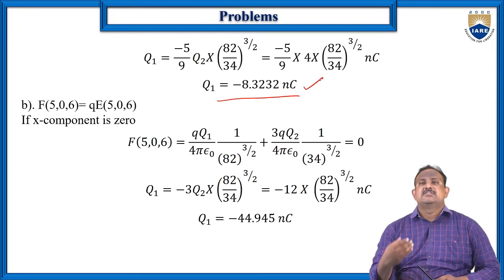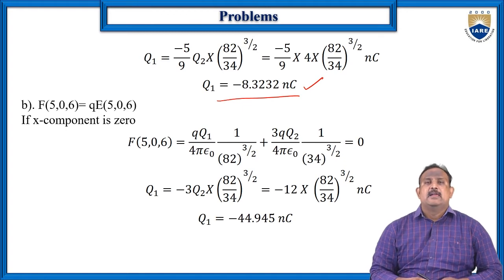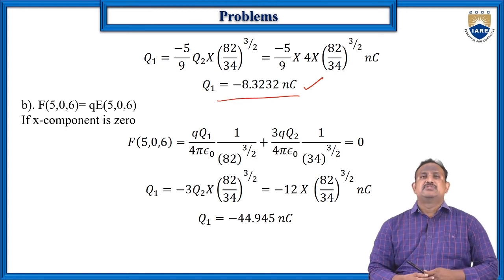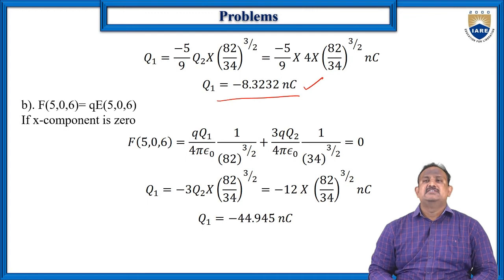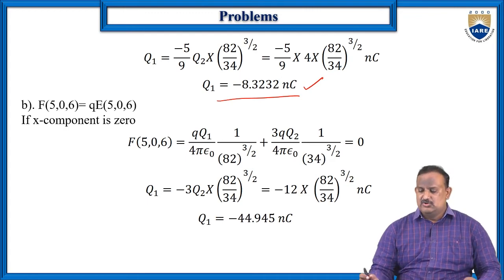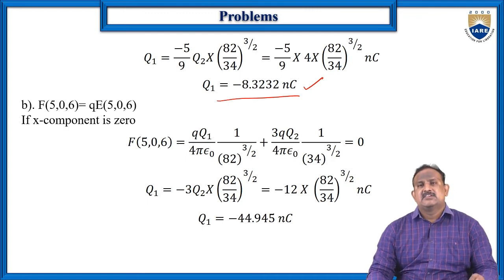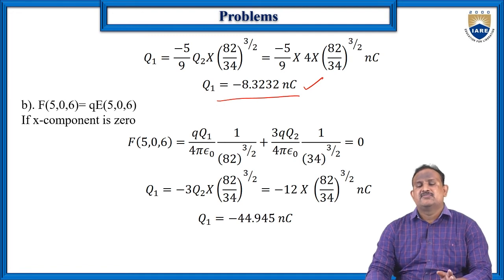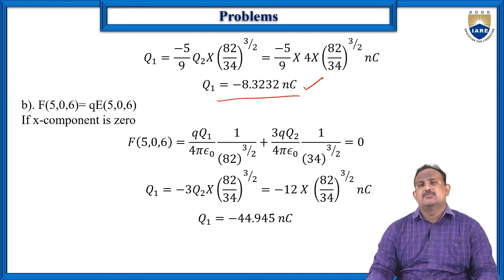The second condition is, we need to find out the force at (5, 0, 6), and while finding the force, we need to assume that the X component is 0. The X component is 0 means the force is in the X direction only. In the remaining two directions, Y and Z, the force is 0 and the electric field intensity is 0. Therefore, we need to consider only the X component.